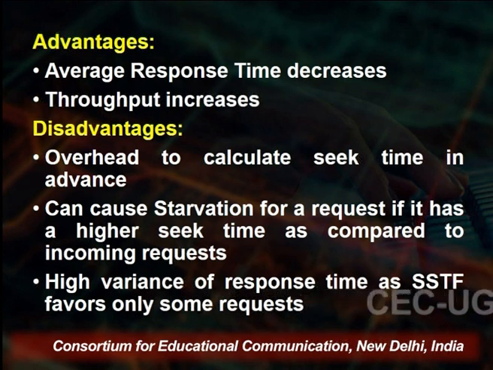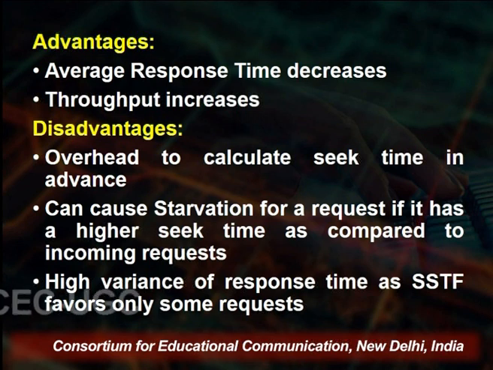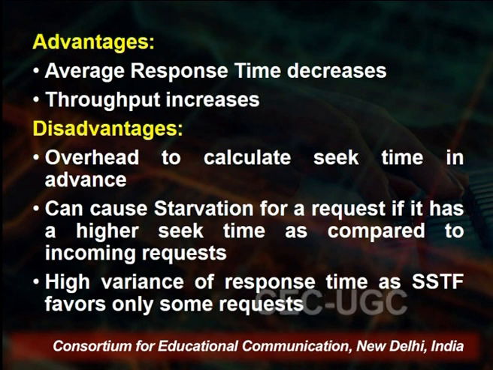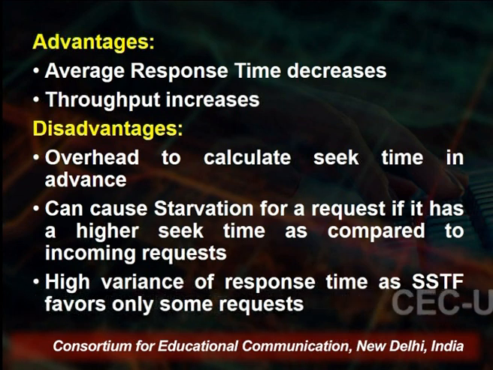Now coming to the disadvantages of this algorithm. Because the head is moving according to the shortest seek time, that shortest seek time has to be calculated. So for example, let's say the current head position is 53, then it has to be checked which of the requests close to 53 is to be fulfilled, which is having the least seek time. So there is clearly an overhead to calculate this seek time in advance. And also, as we have seen in our shortest job first algorithm in CPU scheduling, this may lead to starvation. Similarly, here also this may lead to starvation for a particular request if it has a higher seek time as compared to the incoming request.